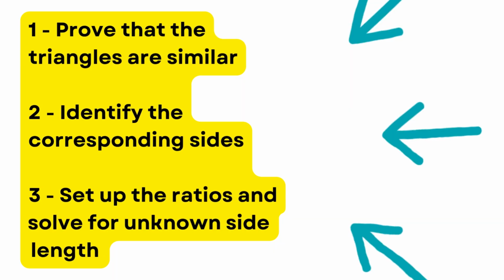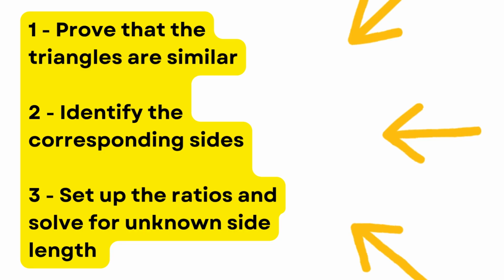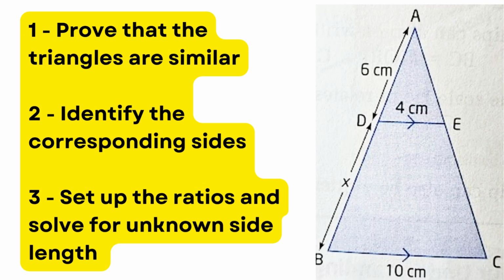Let's look at those steps again. I have to, 1, prove that the triangles are similar, which means that the angles in one triangle are equal to the angles in the other triangle. Then 2, identify the corresponding sides. And 3, set them up as ratios between the corresponding sides, and then solve for the unknown. So let's use those steps to find x in this second example.